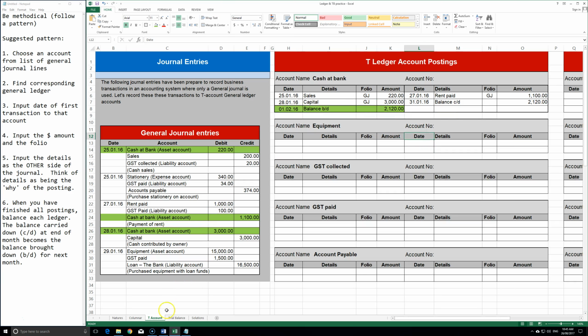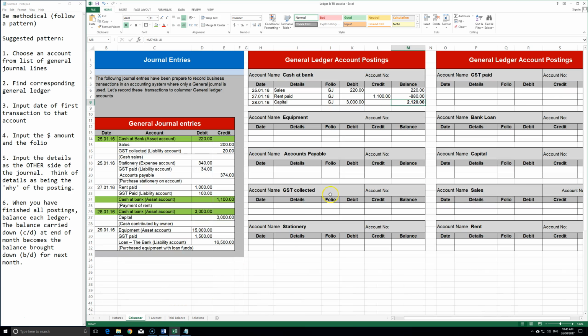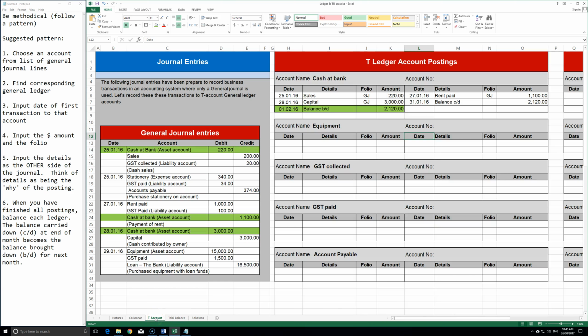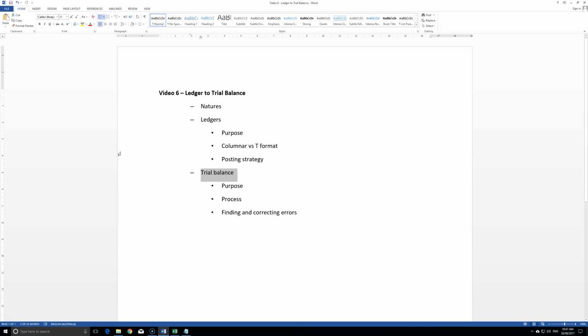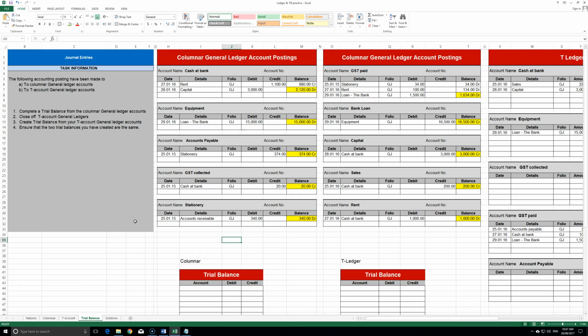Alright, now whatever you prefer, be it columnar or T account, make sure you are comfortable with both of them because you will see them all the time. On to trial balances. Once you have posted all of your general ledgers, be it to columnar or T account, or both if you're doing a practice, the next step is completing a trial balance.